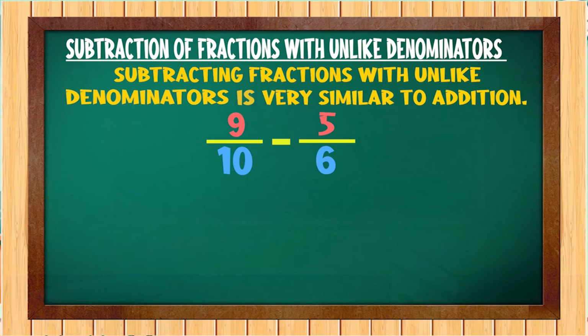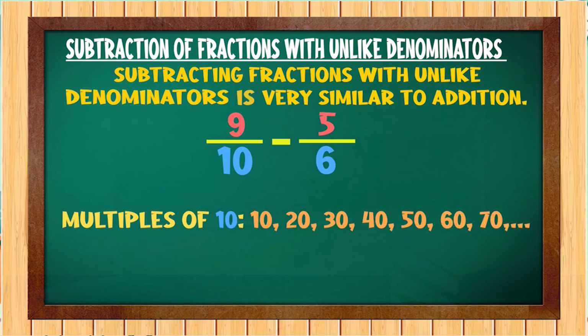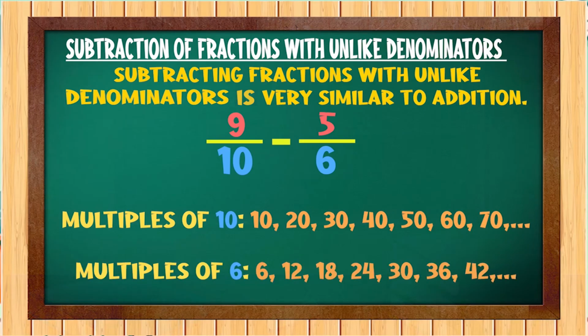So we're going to start off by listing the multiples of 10, which are 10, 20, 30, 40, 50, 60, 70. We're going to stop at 70, but we can go on. We will list the multiples of 6, which are 6, 12, 18, 24, 30, 36, 42. Now looking at the multiples of 10 and 6, we can see that the lowest common multiple is 30.